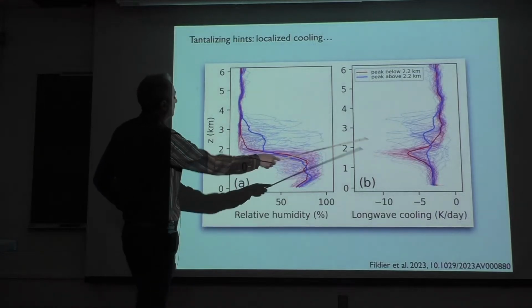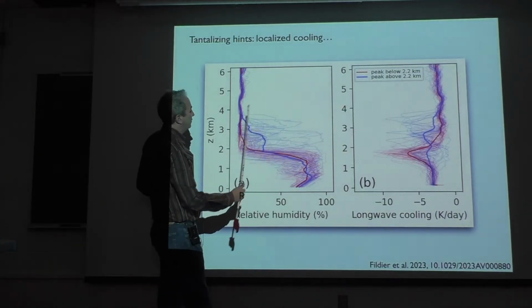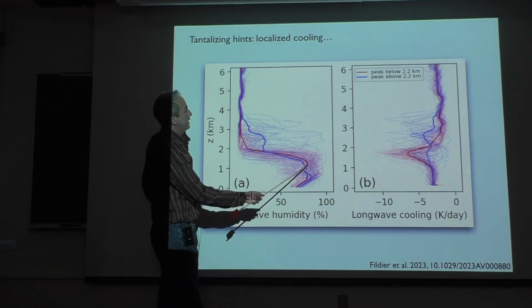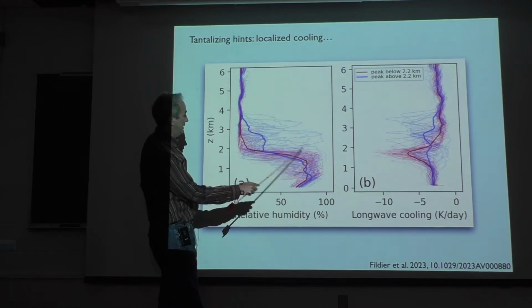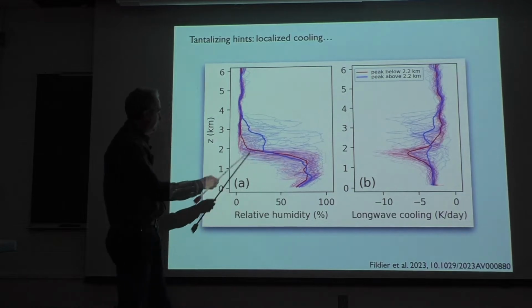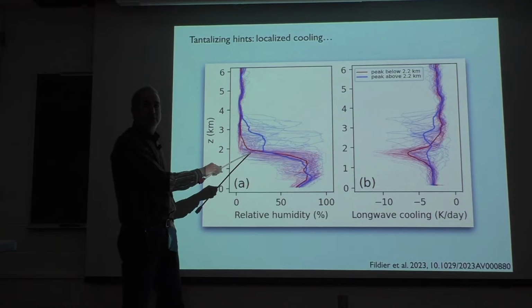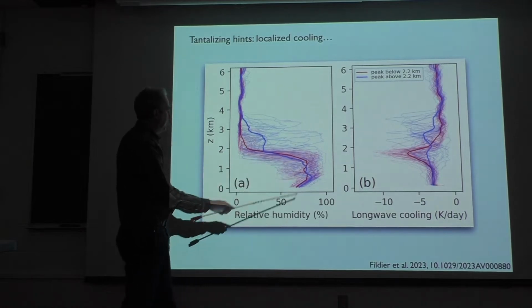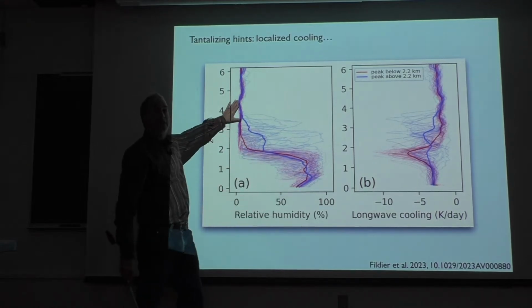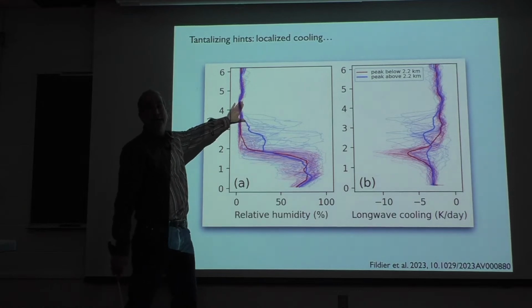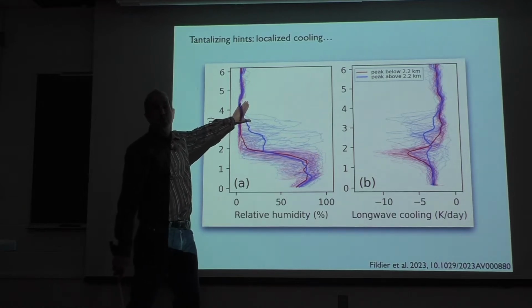So here the colors sort the two into whether the peak in radiative cooling is down low or up above. Let me see if I get that right. And you see here the radiative cooling is dry all the way down to about 2 kilometers and then goes up. And all these soundings are drawn from one day, from sondes deployed on one day.